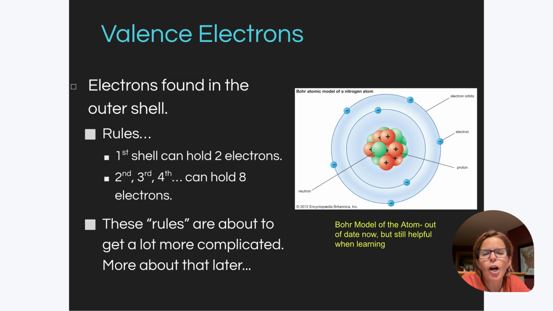We don't need it. All right, valence electrons. Please write this word down. We're going to learn lots more about valence electrons. This is just your introduction to valence electrons. So valence electrons are the electrons found in the outermost shell.